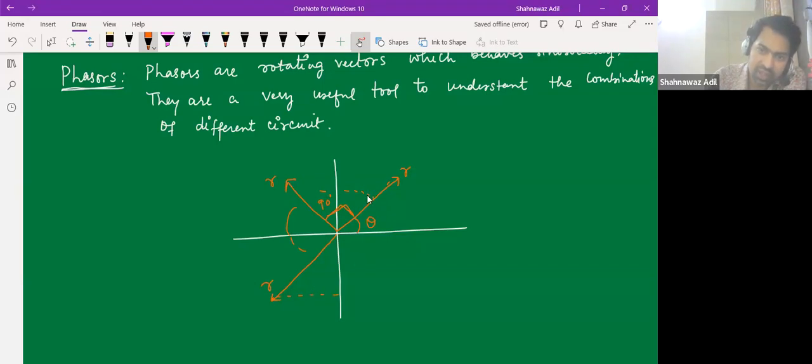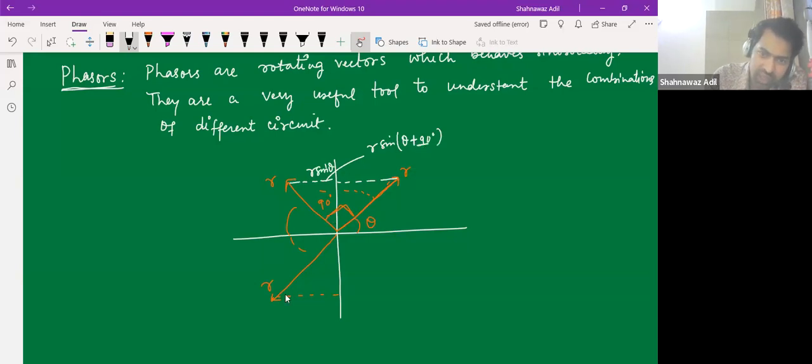So in here this was r sine theta. When I drop down this vector to here, this was r sine theta, right? Now when I drop down this vector to the vertical, this would be how much? r sine of theta plus 90 degrees, because I have rotated this vector by 90 degrees, right?